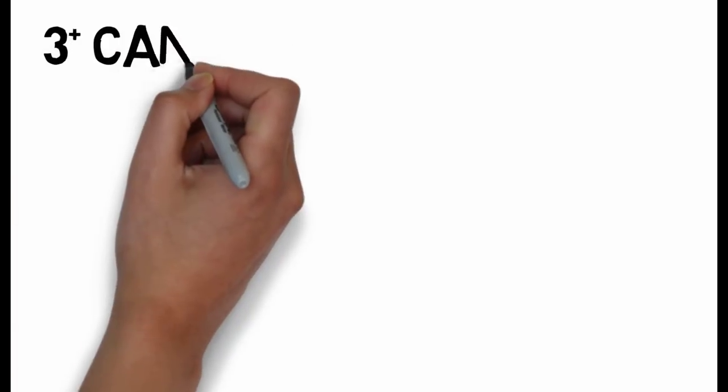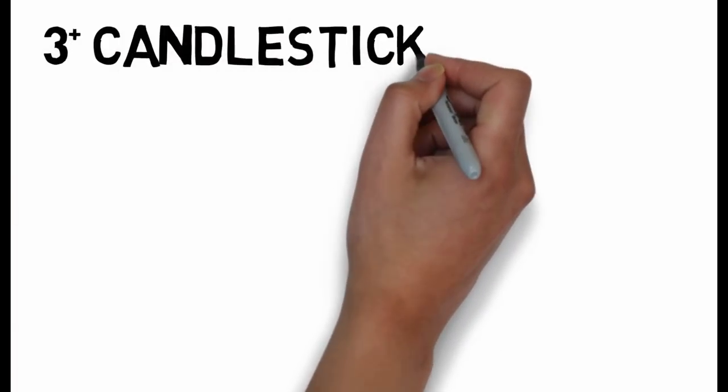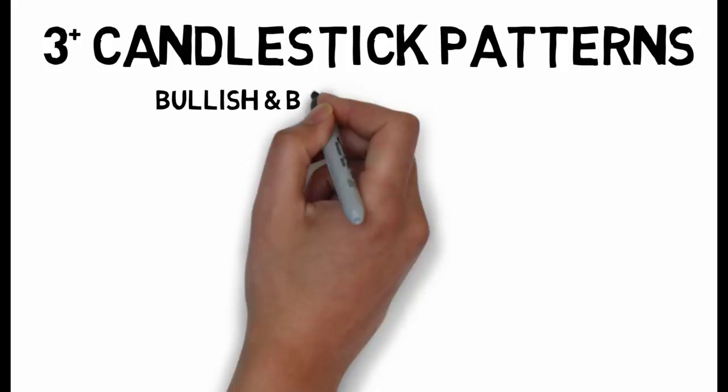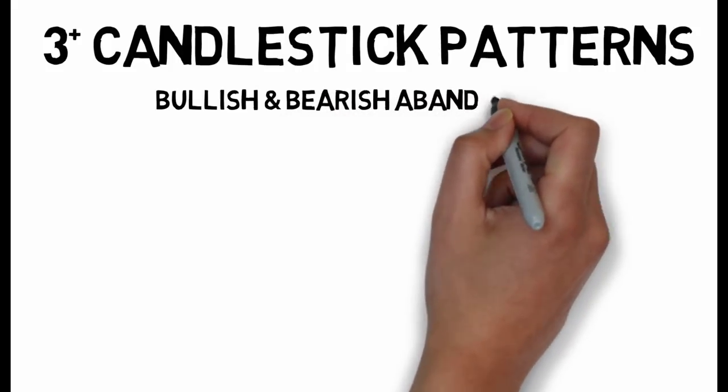The final candlestick patterns that we'll talk about today involve at least 3 candlesticks in the pattern. Now, as noted, most of these patterns happen at the end of a trend to signify a change in sentiment, but the patterns themselves are how you spot the change. The first 3+ candlestick pattern is the bullish and bearish abandoned baby patterns.